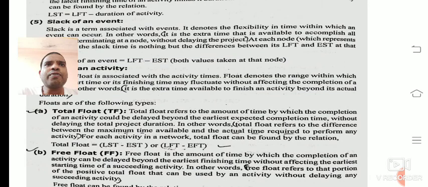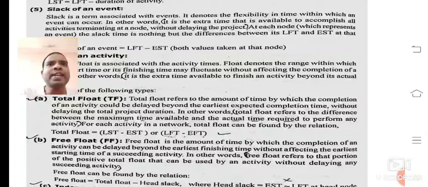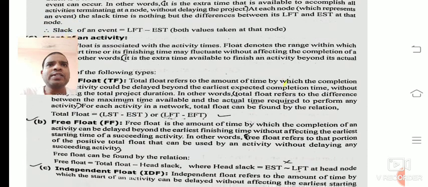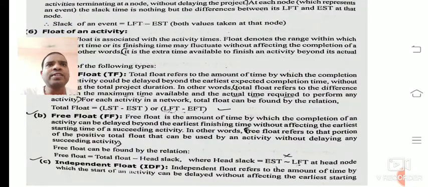Now comes the slack of an event. Slack is a term associated with the events, or with the nodes. It denotes the flexibility in the time within which an event can occur. In other words, it is the extra time available to accomplish all the activities terminating at a node without delaying the project. The formula for the slack of an event is latest finishing time minus earliest starting time.